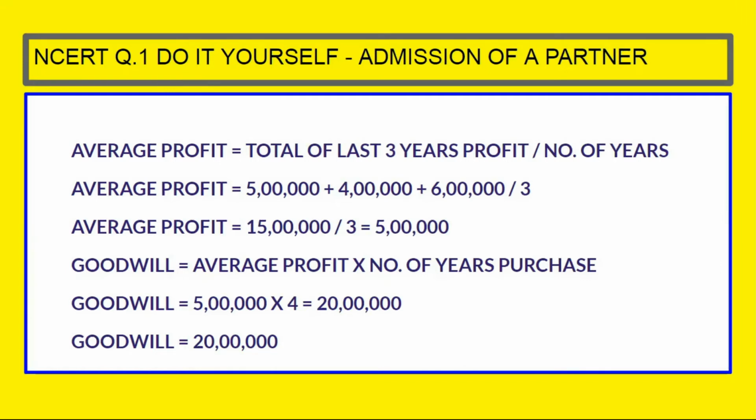Whereas for the goodwill, we have to calculate average profit into number of years of purchase. So if you do it, the average profit is 5 lakh. The number of years of purchase mentioned in the question is 4. Therefore, the goodwill of the firm is 20 lakh. Very simple again.